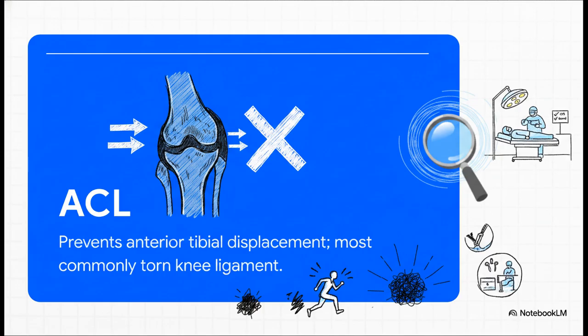Think about the anterior cruciate ligament, the ACL. Mechanically, its whole job is to prevent the anterior displacement of the tibia. Basically, it stops the lower leg from sliding too far forward. Because of the massive stress placed on this exact mechanism, especially in sports, it's the most commonly torn ligament in the knee, which means arthroscopic reconstruction is going to be an incredibly frequent case on your OR board.